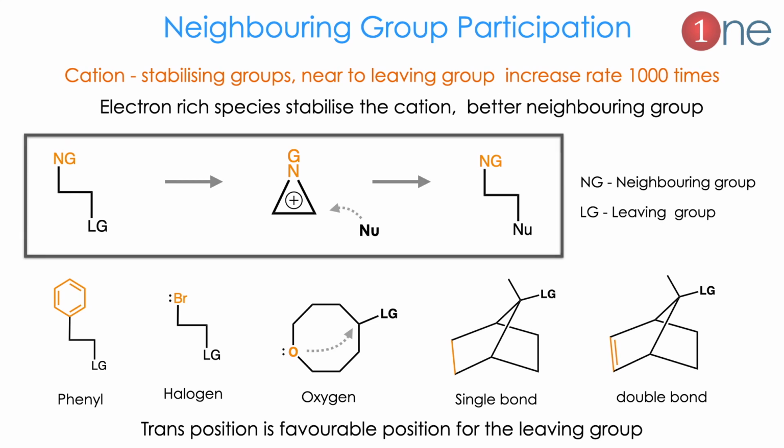What happens once the leaving group leaves? The Ng compensates the charge a little bit here. So Ng is normally electron rich and it will help the leaving group to leave. Finally, the nucleophile attacks and the product forms. Here I have shown the neighboring group, which can be phenyl or halogen or oxygen. In rigid systems, single bonds and double bonds can be involved. But the simple thing to understand is that the compounds with more electron-rich properties are better leaving groups.